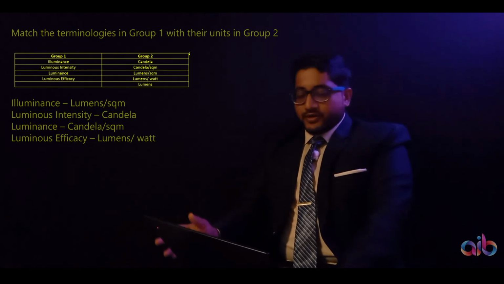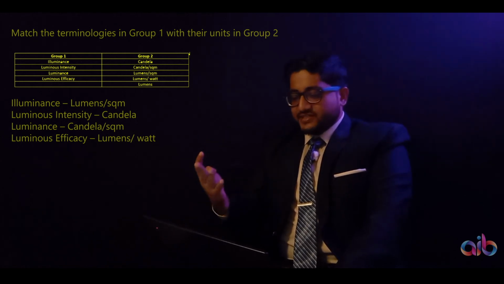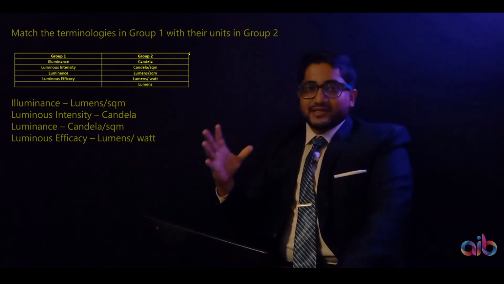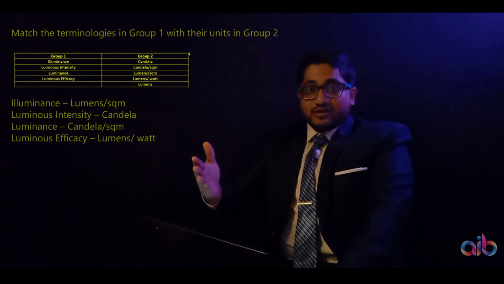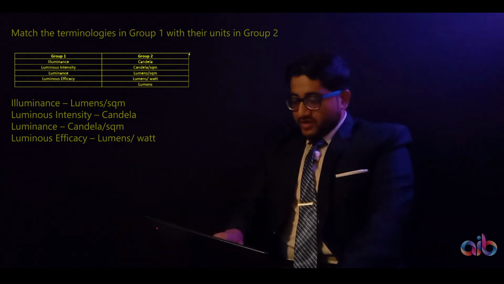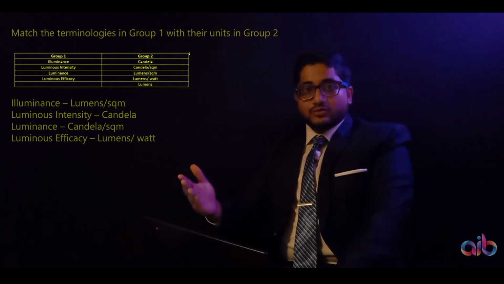Now this is a very tricky question because they have asked similar kind of terminologies, similar kind of units. Unless your concept is absolutely clear, you're going to mess up this question. It says match the following: illuminance, luminous intensity, luminance and luminous efficacy. Illuminance is the number of lumens flowing per square meter, which I have just explained at the beginning of this video. So it's either going to be in lux or lumens per square meter. What have they given? Lumens per square meter. So there's no second thought that should go into it.